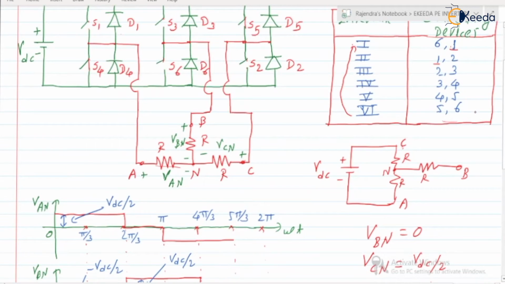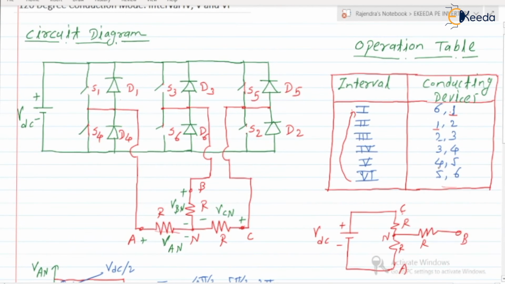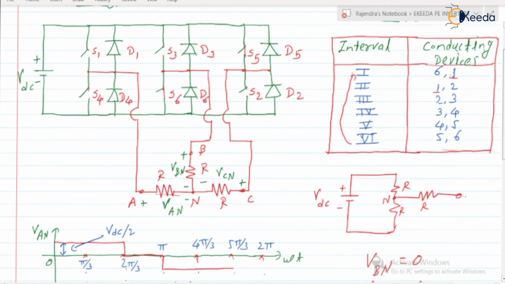And during the last interval, that is interval number 6, switch number 5 and switch number 6 will be in the on state. Switch 4 will be open. Phase A is open, phase B is connected to the negative plate of the VDC, and phase C to the positive plate of the VDC.